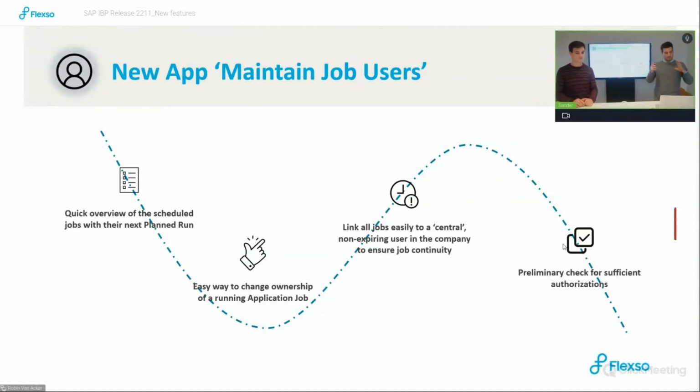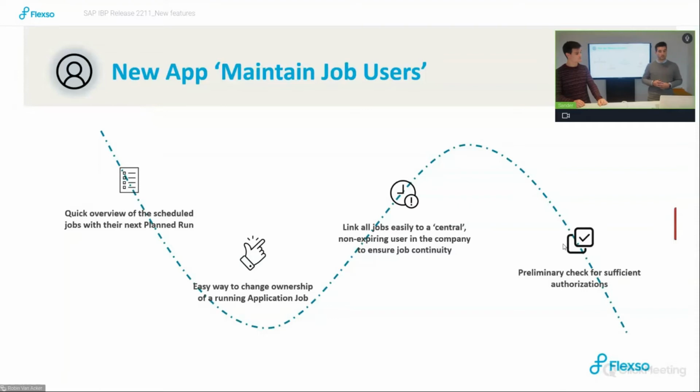By doing this, we can make sure that we don't run into issues where jobs can no longer run because the users are no longer there or users have changed authorizations, for example. So there we can exclude all these errors. And also on top of that, once we want to change the ownership of a job, SAP automatically does a preliminary check to see whether the new user has sufficient authorizations as well.